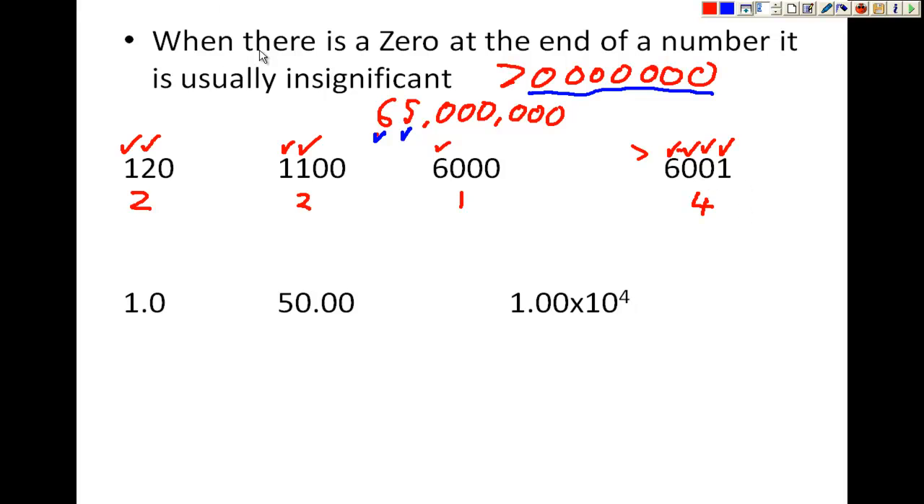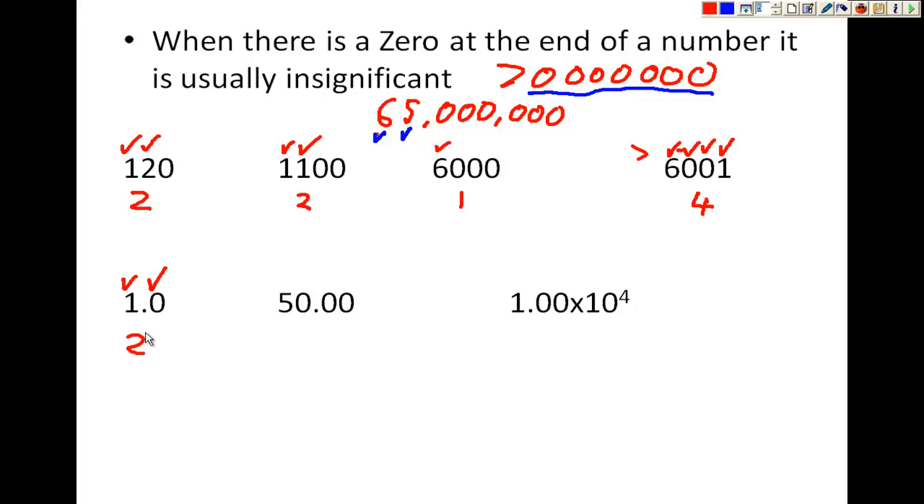So when there is a 0 at the end of a number, it is usually insignificant. These zeros are in the middle, not at the end. So here's another one, certain. Now we have a 0 at the end. However, it's after the decimal place, so that's going to make this one a significant figure as well. So this is 2. And think about this in common language.